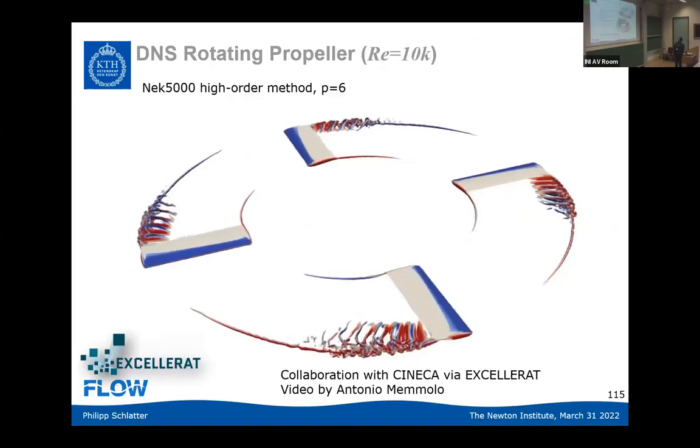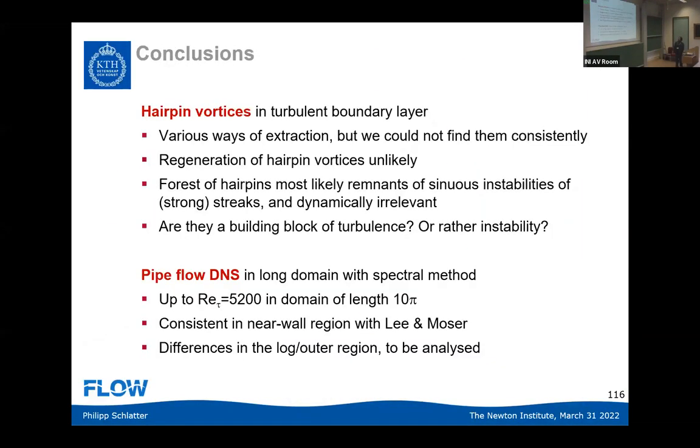Okay, I guess I'm running out of time, so I just put up the conclusion. So we had the hairpin vortices, which was a bit difficult because we didn't find them. And then we have some of the new data for pipe flow.